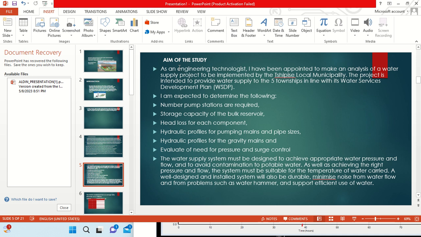Most importantly, the water system must be designed to achieve appropriate water pressure and flow, and to avoid contamination of potable water. As well as achieving the right pressure and flow, the system must be suitable for the temperature of water carried. A well-designed and installed system will be durable, minimize the noise of the water flow, avoid problems such as water hammer, and support efficient use of water.